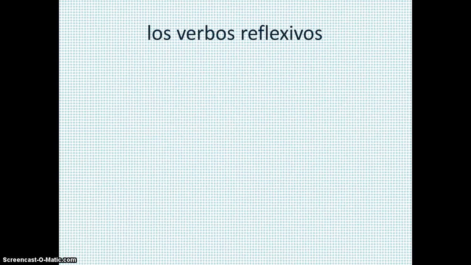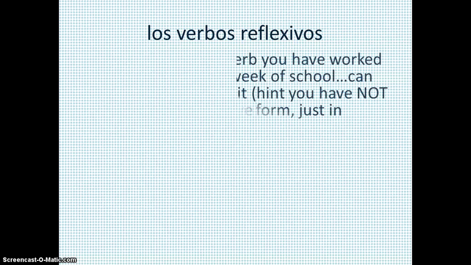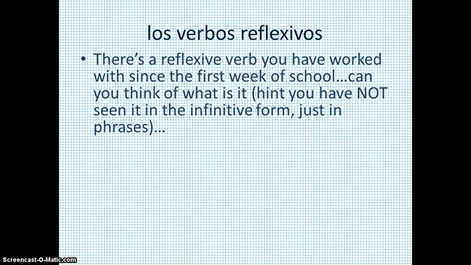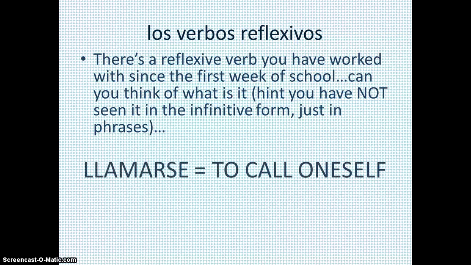All right, so let's figure out how we can use these puppies. First of all, rewind. There's a reflexive verb that we've talked about since the first week of Spanish 1. So can you think about what that verb might be? Think about the phrase where the person doing the action and receiving the action are the same. If you guessed llamarse, you are correct. Me llamo Luis. I call myself Luis.